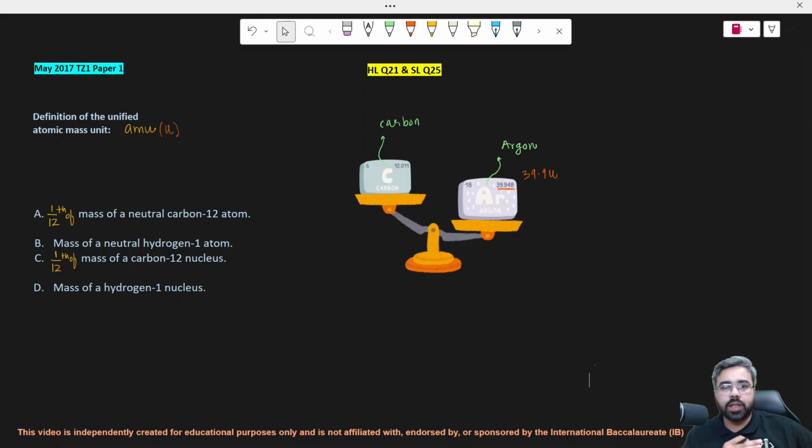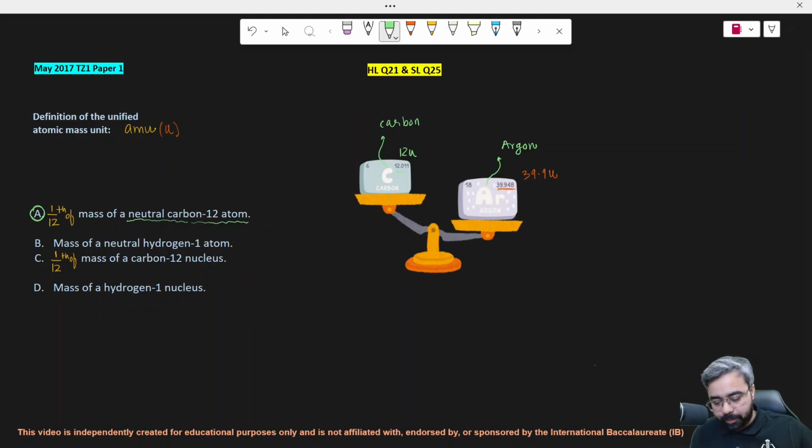For all elements in the periodic table, we compare their mass in comparison to the carbon neutral atom. If I place magnesium in the place of argon, then magnesium is 2 times heavier than carbon. So carbon has 12 U and magnesium has 24 U. So we compare the mass of every neutral atom of the periodic table in comparison to carbon. That's why option A must be correct, that the atomic mass unit is 1/12 of the mass of a neutral carbon atom.